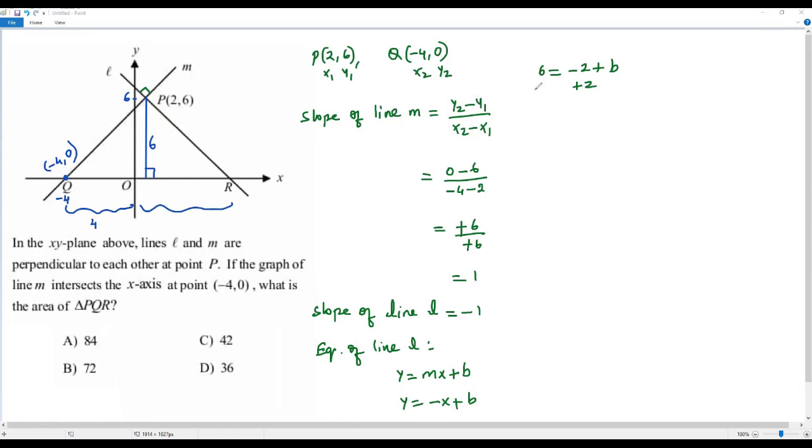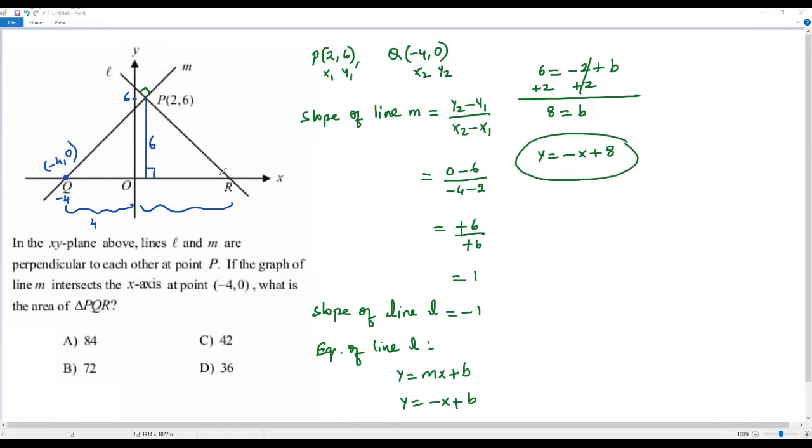Now let me add 2 to both sides. When I add 2 to both sides, negative 2 and positive 2 will cancel. I'm getting 8 equals b. Now we can plug in this 8 for b over here into this equation. Then I'm getting y equals negative x positive 8. Here I got the equation of line L.